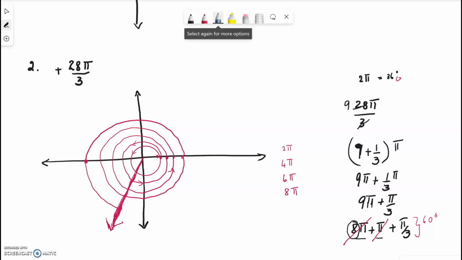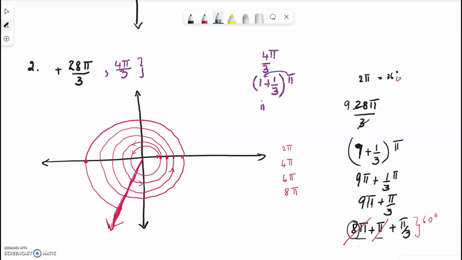Now let's look at the angle 4 pi over 3. So how do I get to 4 pi over 3? So it's 4 over 3 pi. 3 ones are 3, leaving a remainder of 1. So 4 over 3 is 1 1/3 pi, which is the same as, if I distribute this, pi plus pi over 3. This is how I'm going to sketch it.